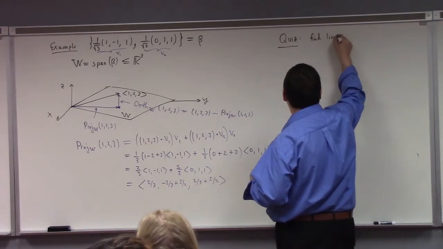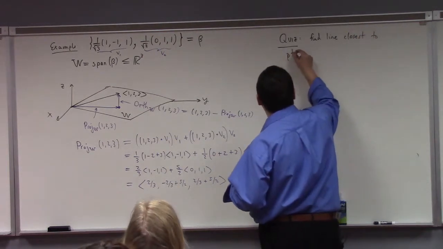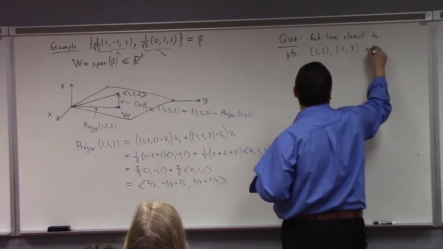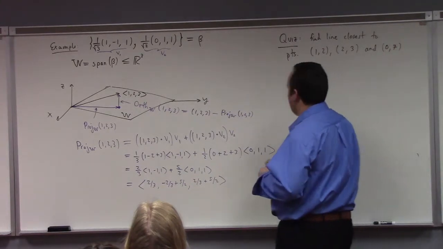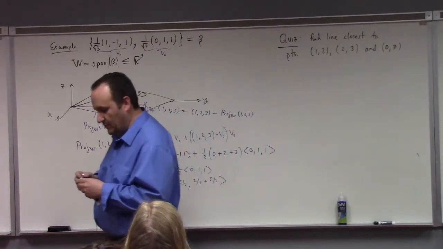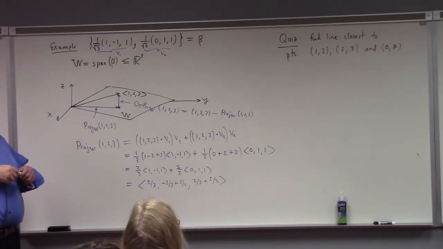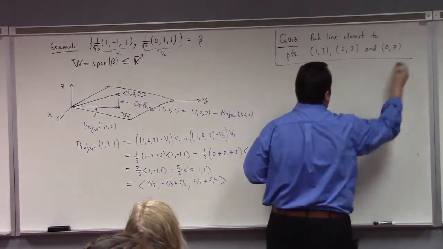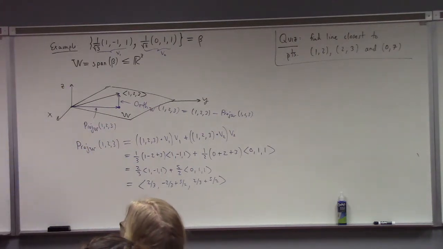Find the line closest to the points (1, 2), (2, 3), and (0, 7). Do you know how to solve this problem? This was in the video, not this problem specifically, but this idea was in the video. This is a least squares problem.